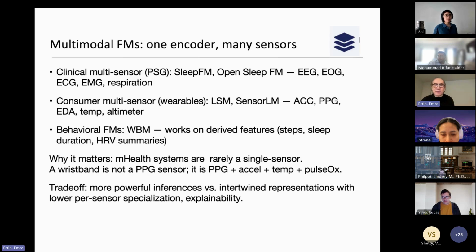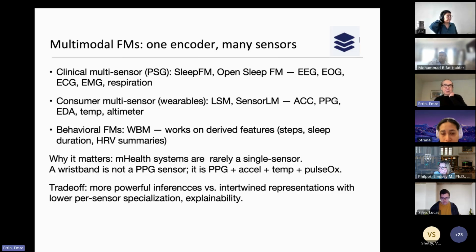And now a new subclass is emerging, which is behavioral foundation models. These work on derived features. Instead of using the raw sensors, they are trained on step counts, say hourly step counts, sleep durations, and the heart rate variability you get at the end of every day. So these are things summarized across longer time scales. But again, the idea is: if you have access to those kinds of data streams, can you create a foundation model for them?